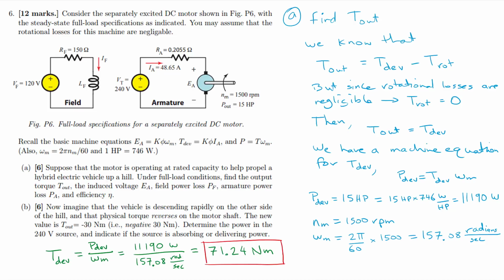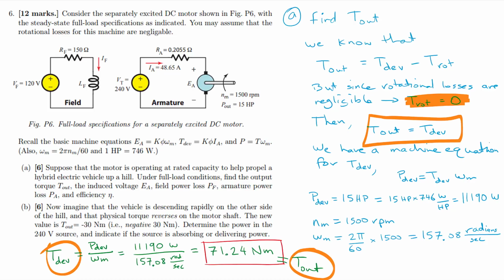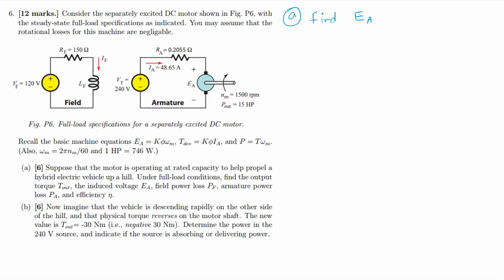And in fact, let's just make it explicit. This is the torque out. And that's because torque out is equal to torque developed when the rotational losses are zero, as we said at the beginning of this. So this is why that's true. Okay, so now let us continue on the next step.